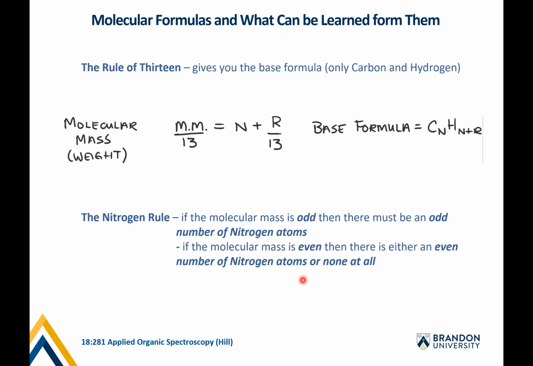Right. Now, the last bit of the molecular formula intro is what we call the rule of 13. And this is a fascinating little rule. If you know the molecular mass or the molecular weight of your compound, you can determine the base formula of that compound by the rule of 13. So what you do is you take your molar mass and you divide it by 13.